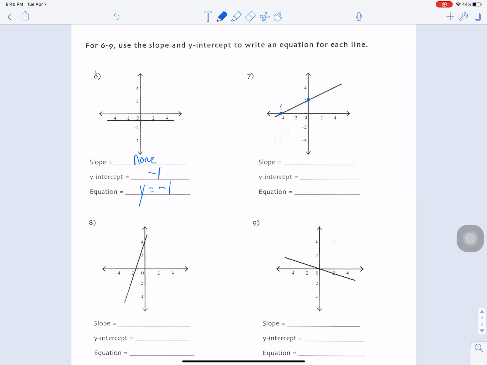Otherwise, pick 2 points on the graph, look at how far they go up and how far they go over, and whether the graph is positive or negative. Here it's positive. It goes up 2 and it goes over that way 4. So the slope must be 2/4 or 1/2. The y-intercept is right here, which is a positive 2. So we have y equals 1/2 x plus 2.